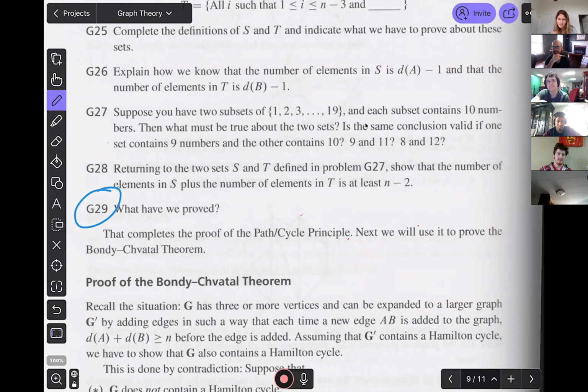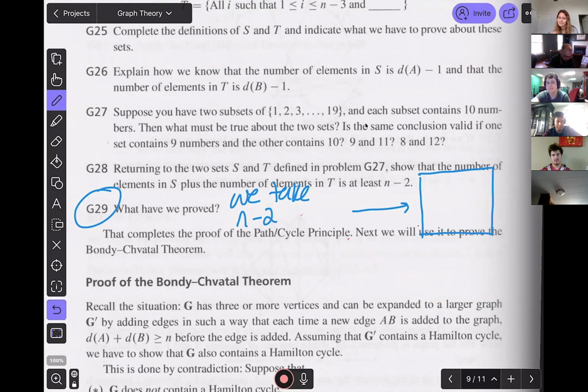Crickets. All of you. I'm gonna just guess something. So are we saying that if it's possible, then the amount of vertices that it would take is n minus 2 to create a Hamiltonian cycle? No. Okay, let's back it up here.